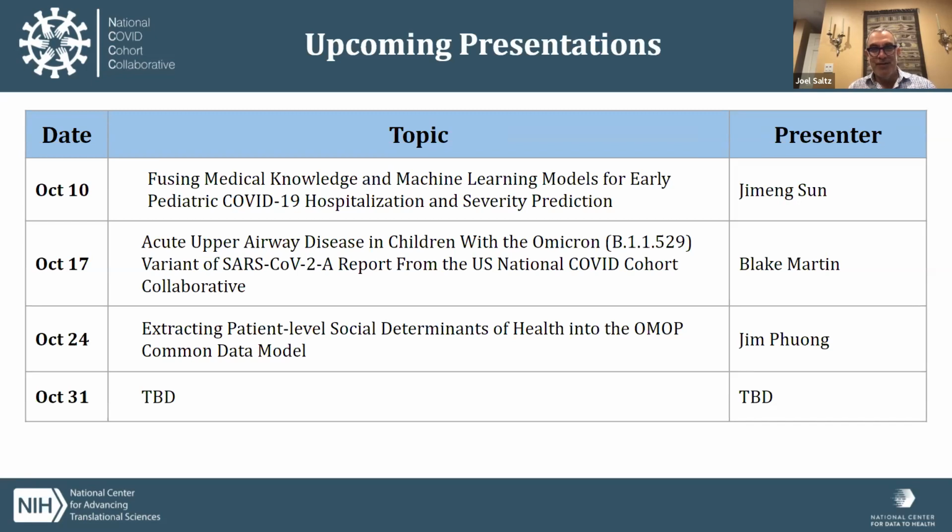Acute upper airway disease in children with Omicron B.1.1.529, a report from the N3C consortium, Blake Martin is going to be talking, and then extracting patient-level social determinants of health into OMOP the next week, and October 31st is to be determined. Next slide, please.